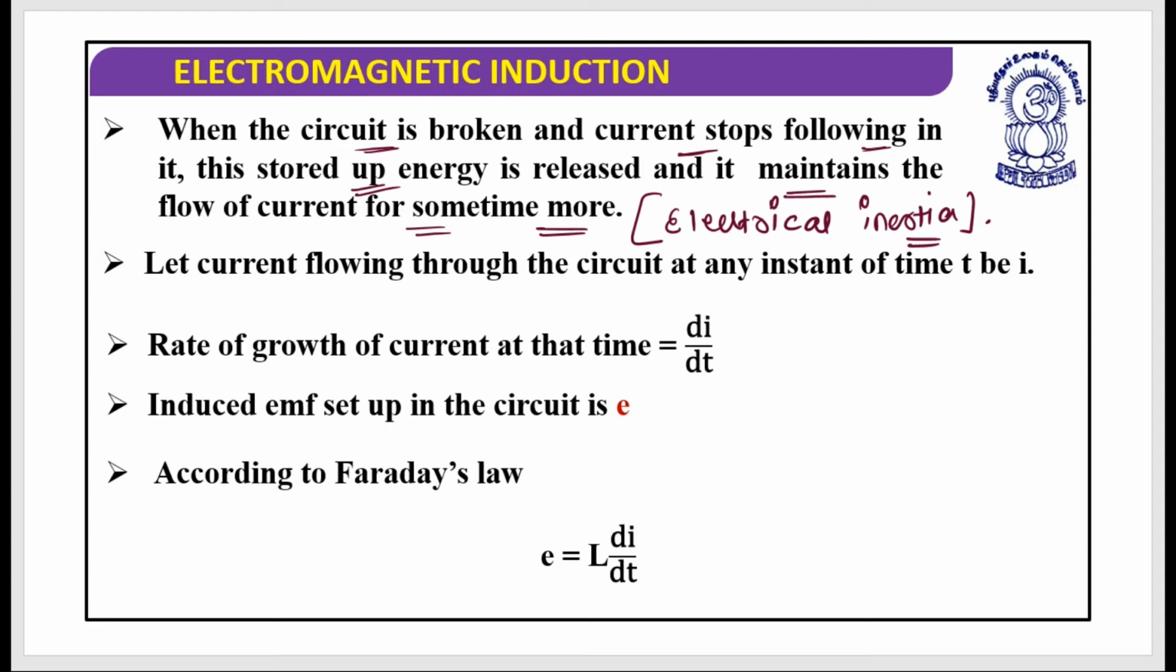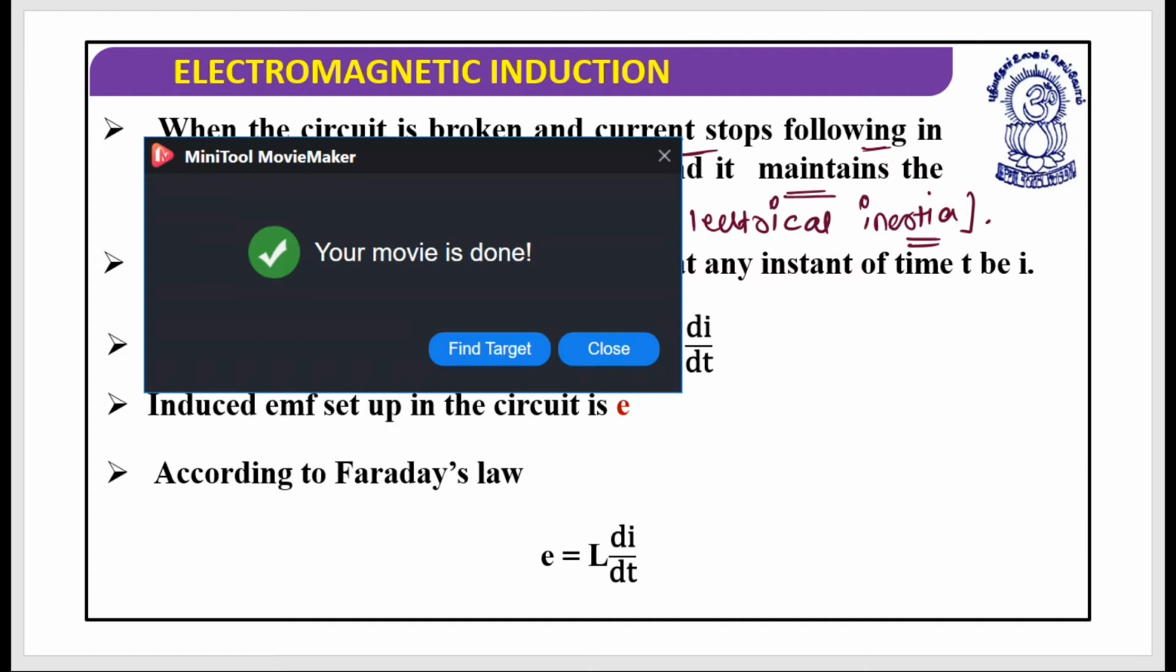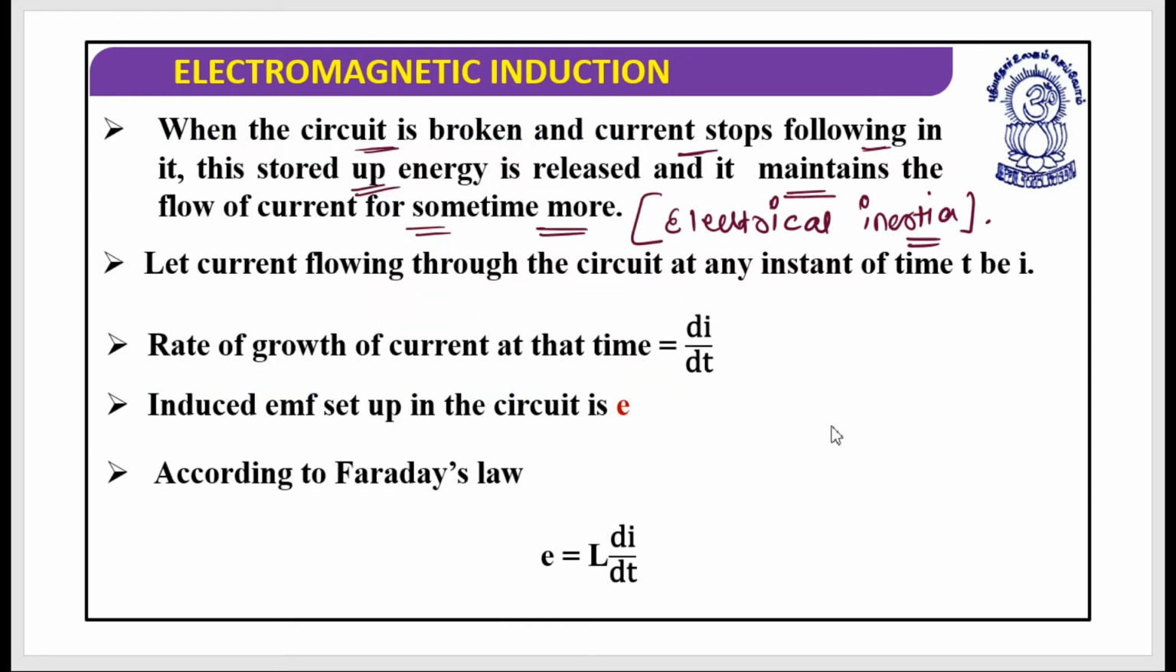So when the circuit is broken, when we switch off the circuit, the current should stop. But when this happens, the inductor is supposed to continue the current, so that it will supply energy for a very short period of time. I hope you understand this.